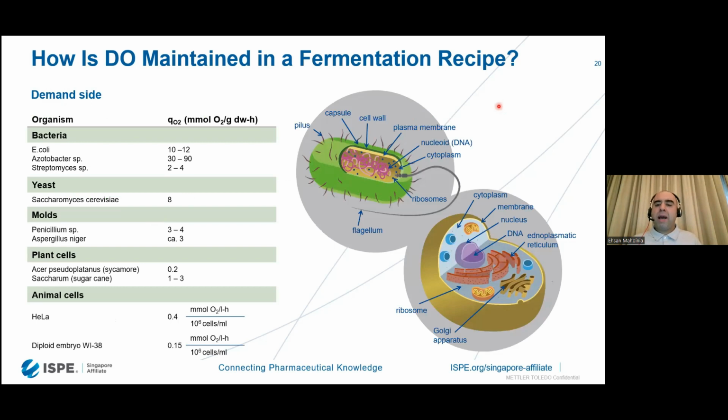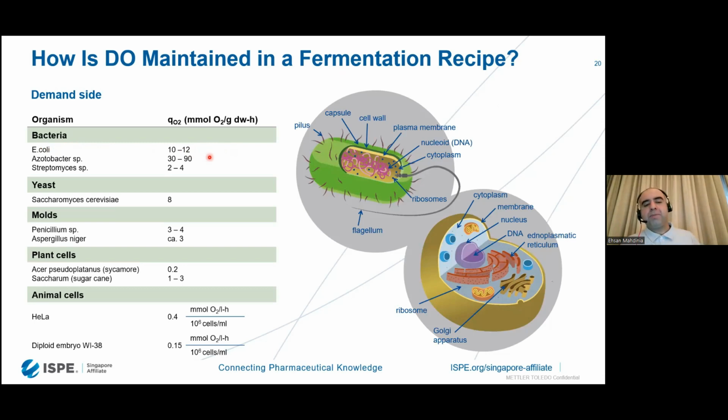So looking at the demand side a little bit more closely, you can see with our aerobic fermentation, namely E. coli, it's very oxygen hungry, 10 to 12 for the QO2. That is millimole oxygen per gram dry weight of the bacteria present in the liquid. So E. coli under aerobic fermentation becomes the champion for expression of all those recombinant proteins and essentially products, right?